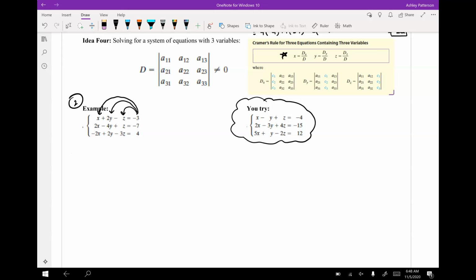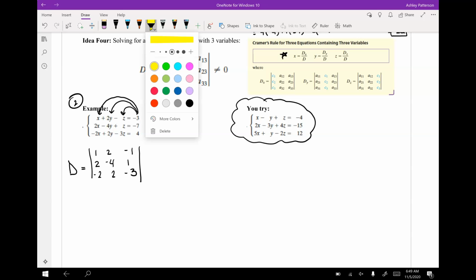Okay, so the determinant of the coefficients, write them out with me. We have 1, 2, -1. Second equation, 2, -4, +1. Third equation, -2, 2, and -3. And I can't stress enough, be careful when you're transferring these into your matrices. One wrong sign in all this work, you're going to be really frustrated, as you saw with my 2 by 2.